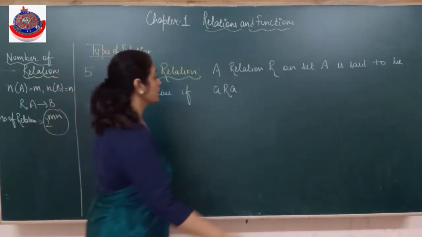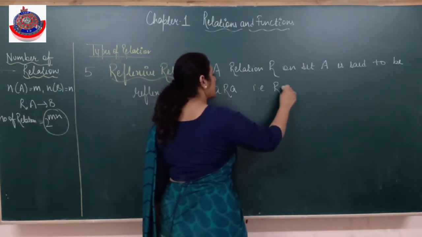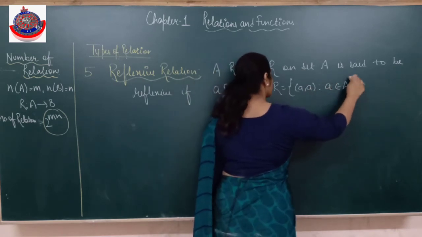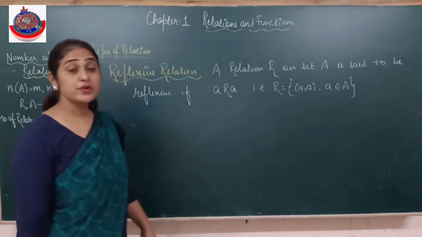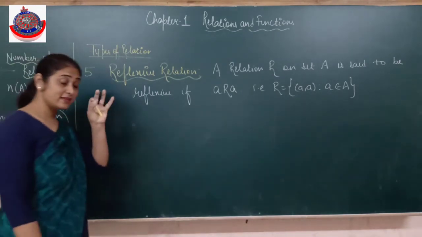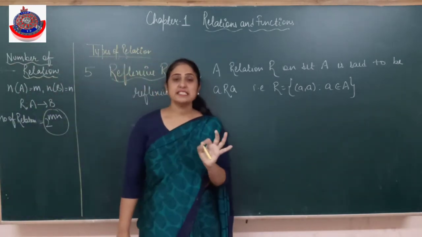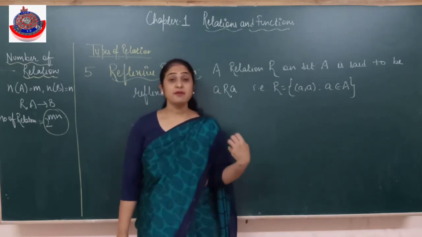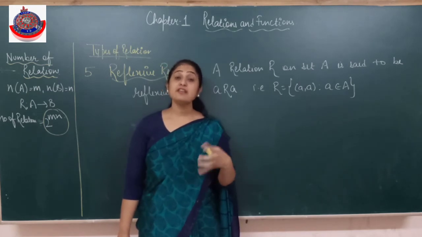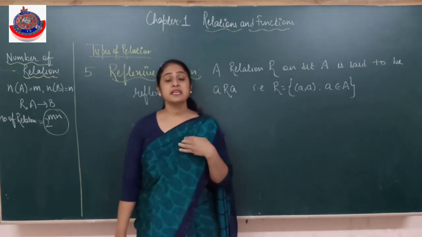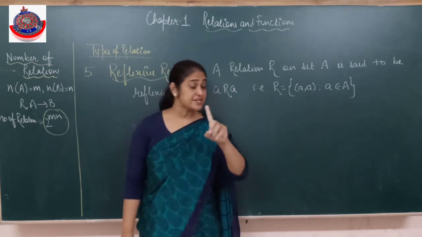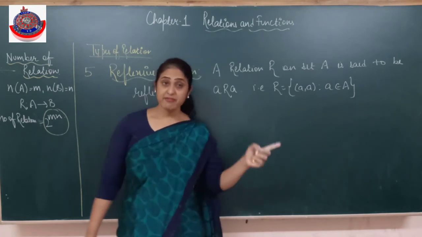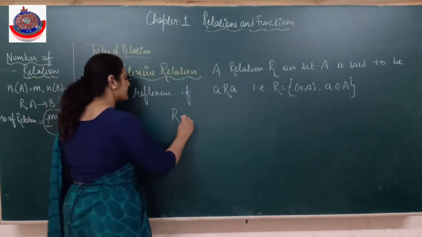If A is related to A, that means R has ordered pairs of such kind. That means every element is related to itself also. Mind this: when we did identity, I said every element is related to itself only. Here I am saying every element is related to itself also. An element should be related to itself, and it can be related to others also. In identity it cannot be related to anyone else. It should have only (1,1), (2,2), (3,3), (4,4). But what is reflexive? R can have such kind of elements also.